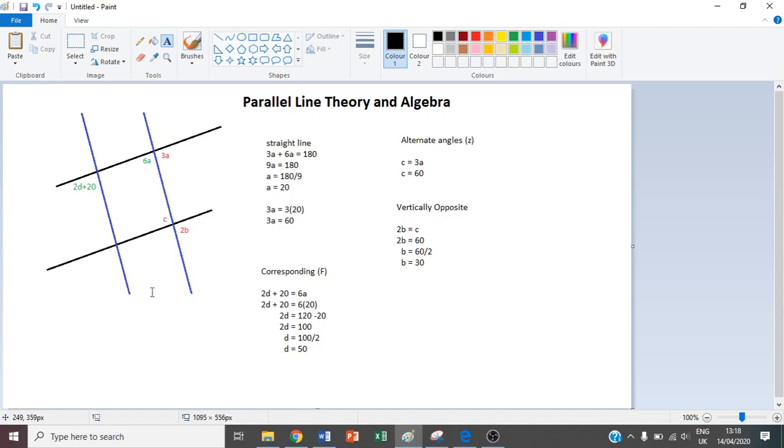So you can see actually knowing the rules for parallel line theory is important, but so is being able to explain your working and set out your algebra. So make sure that you're able to do that before you get started with the next exercise.